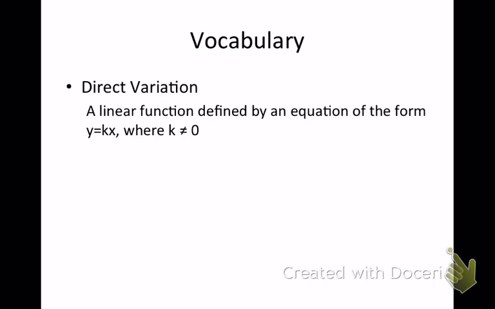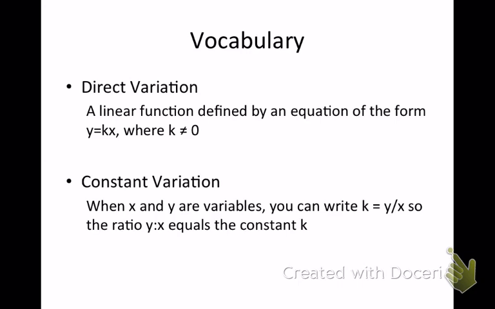Direct variation is a linear function defined by an equation of the form y equals kx. The key word there is it's a linear function. Okay, so linear function, what's that mean to you? What type of root word is there? What type of graph are we looking at? Line. Direct variation is a linear function. It's a line function. Okay, and it's called direct variation because what happens is we get a constant or a direct change.